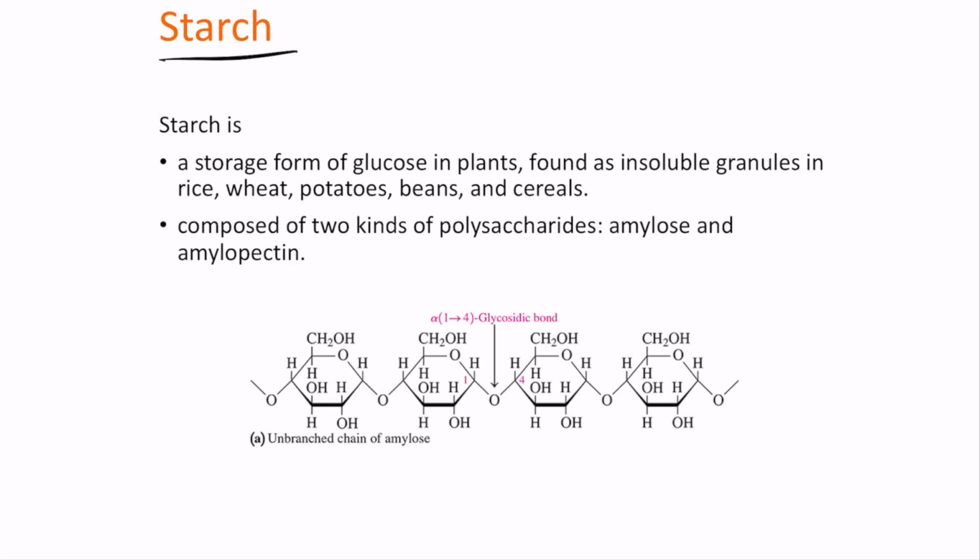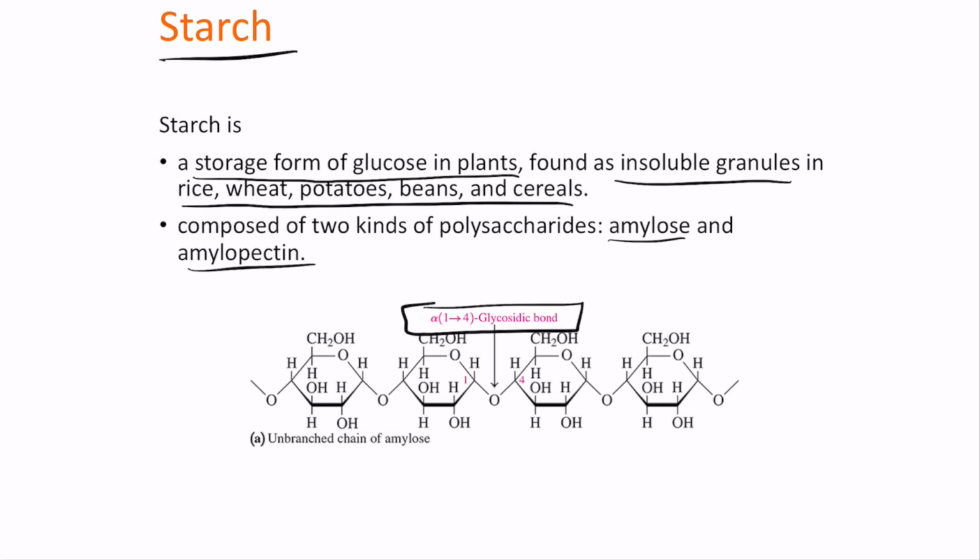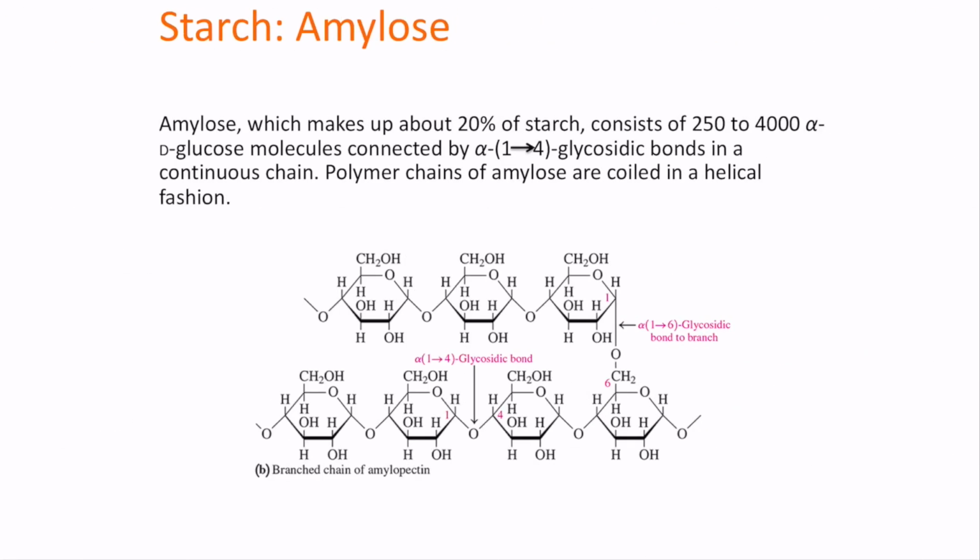Starch is the common storage form of glucose in plants, and it is found as insoluble granules in rice, wheat, potatoes, beans and cereals. It has two types. One is amylose, the next one is amylopectin. Amylose is generally bonded by alpha 1 to 4 glycosidic bonds. Amylopectin is also bonded by the same bond, but it contains multiple bonds. It also has an extra alpha 1 to 6 glycosidic bond, so it contains two types of bonds here.